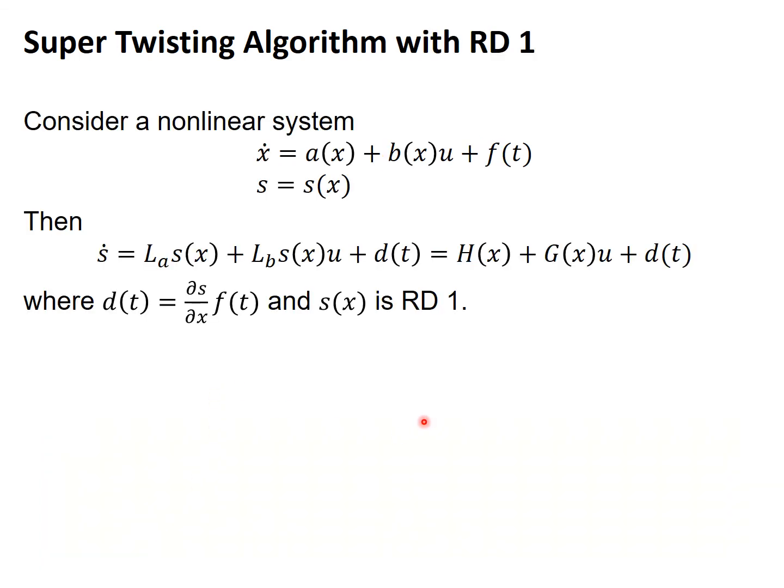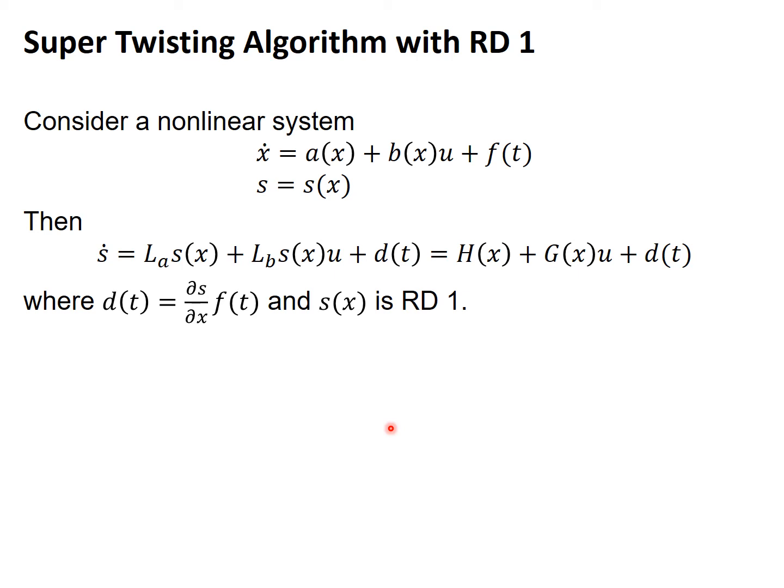Now we will see how we can do some implementation with this super twisting algorithm. So we will consider two cases where one is where the sliding variable is rd1 and another where the sliding variable is rd2, and you will see that the super twisting algorithm is suitable for, or I should say most suitable for relative degree 1 sliding variables. Now you see this example, then you will understand.